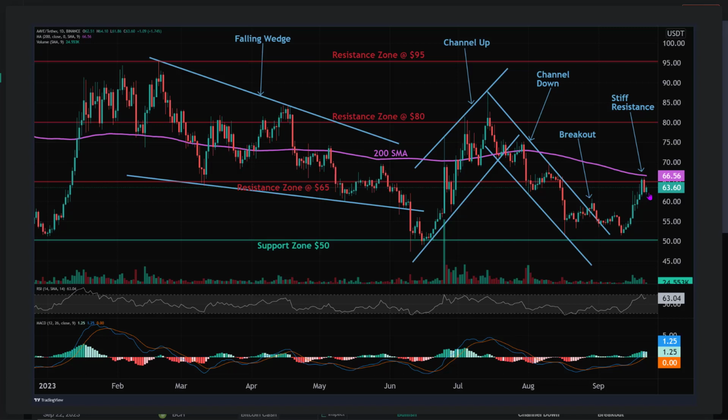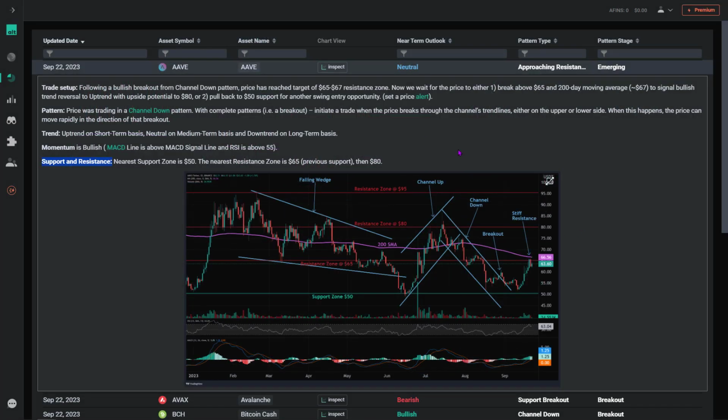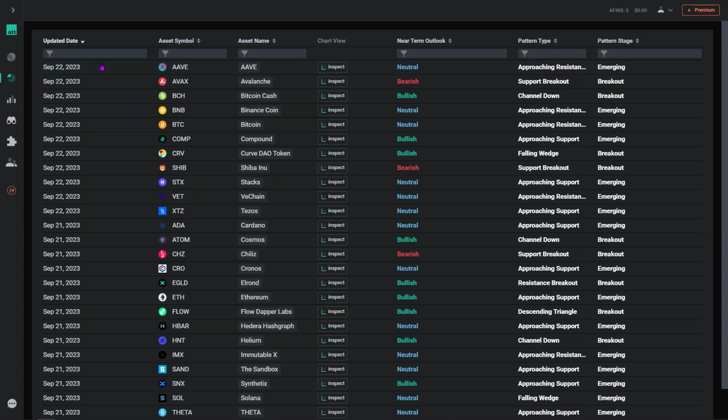Or will it get rejected here, which is the most likely outcome near term, and then it pulls back and tries again. So really, until it does break above this level, I'm not going to be involved here. But this is a successful example of a successful channel down breakout.